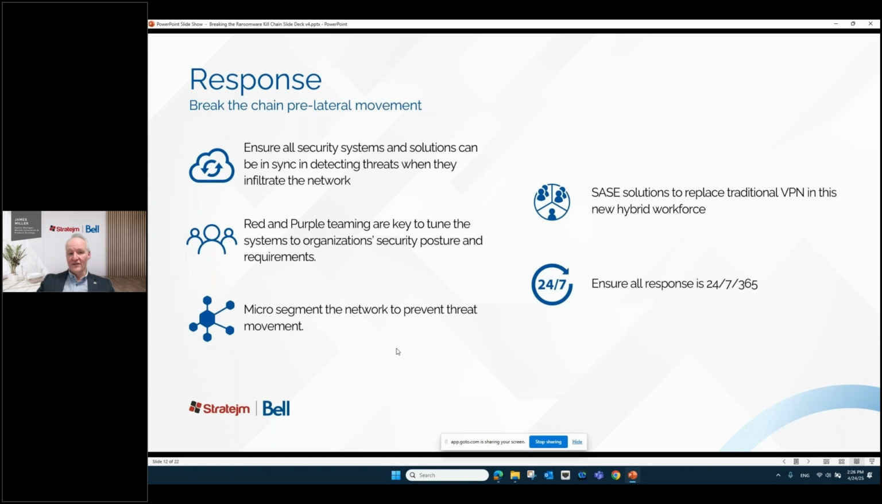And a key to the response, a table stake that you cannot go without, is of course 24/7/365 coverage. It's absolutely key in all response. Even if you have the best in automation, you need a workforce that is always up, always on.